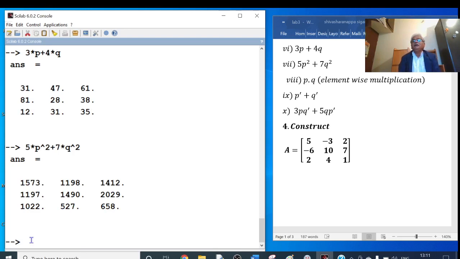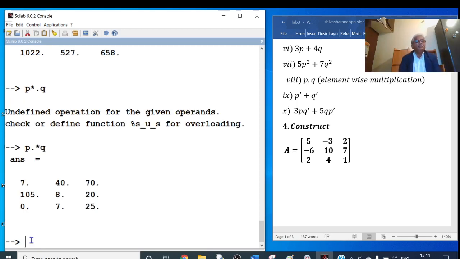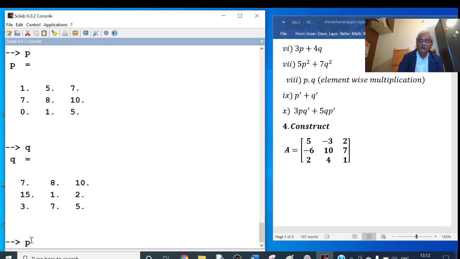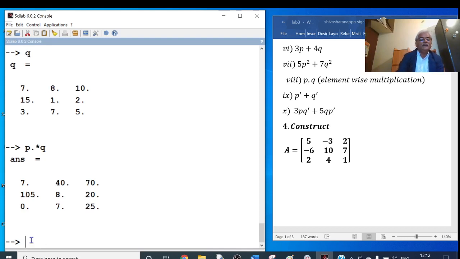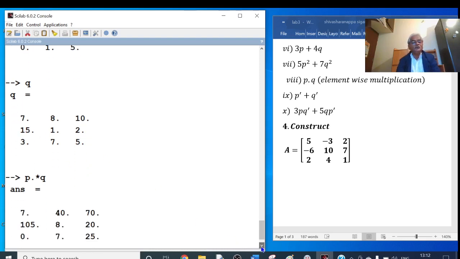Now P dot Q, element wise multiplication. Let me write P dot star Q. What is my P here? This is my P and this is my Q. If I write P dot star Q, what am I getting here? This is the matrix. What is 1 into 7? 7. 5 into 8? 40. 7 into 10? 70. 7, 40, 70. Yes, I am getting that here. So P dot star Q is the element wise multiplication, corresponding element multiplication. Okay.